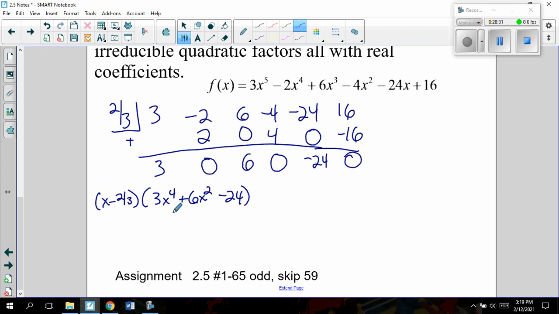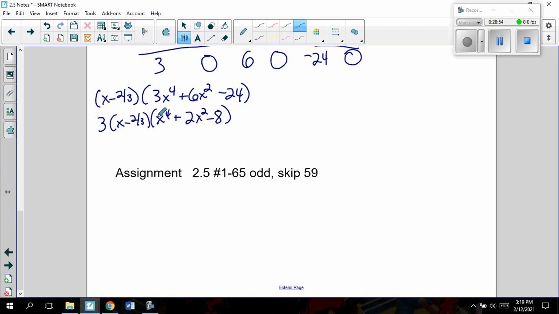What we can do is, this actually can be factored. Let's put it that way. Notice they're all divisible by 3, so I can factor a 3 out. And I'm going to put that 3 right in front because that's my leading coefficient. Plus, this would be a 2x squared and minus 8. I can factor this again, believe it or not. So yes, it's a 4th, but the middle term's a squared.